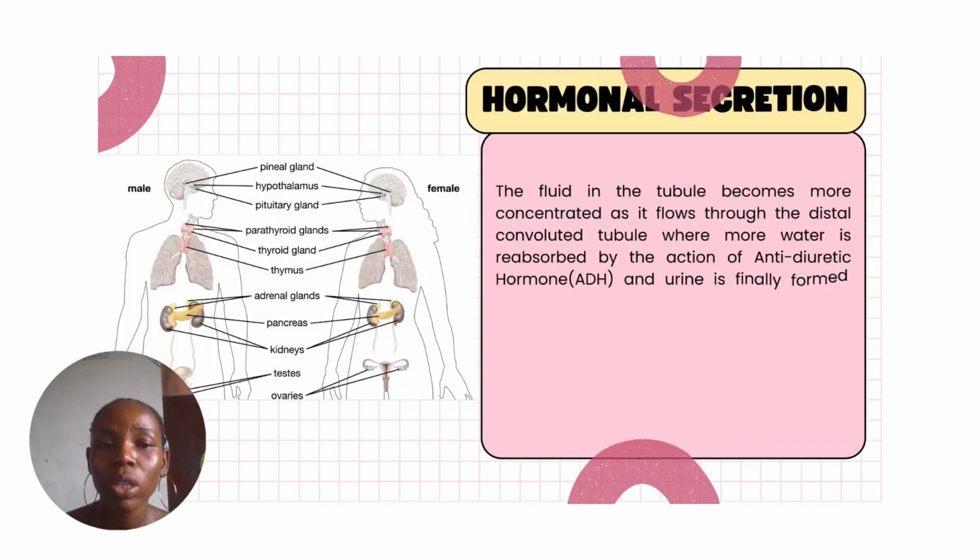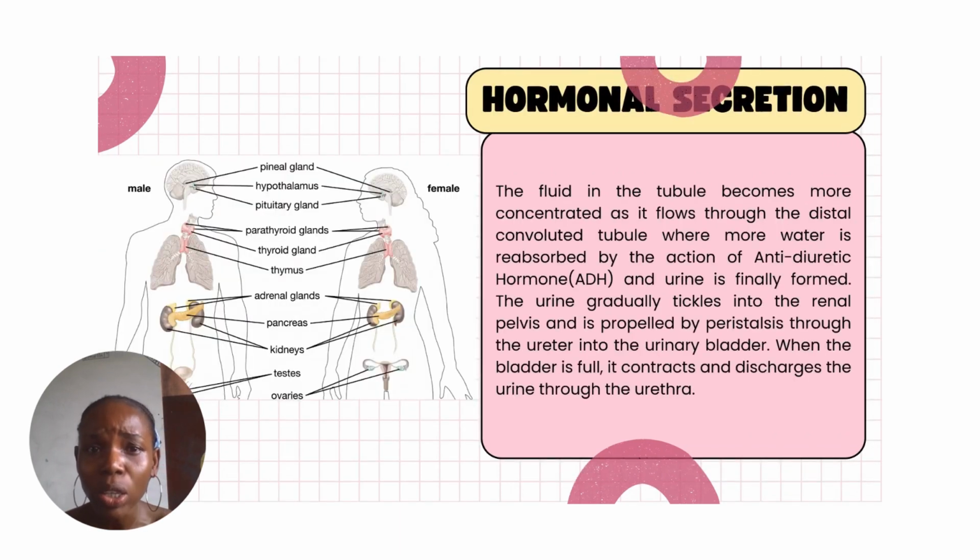Then the third one, which is the hormonal secretion. As soon as all these substances are reabsorbed, the other ones flow down the tubules. Then the fluid in the tubule becomes more concentrated as it flows through the distal convoluted tubule. And in the distal convoluted tubule, we have a hormone there which we call the ADH, antidiuretic hormone. What is the work of this hormone? The hormone simply helps to reabsorb water because the fluid there is too concentrated.